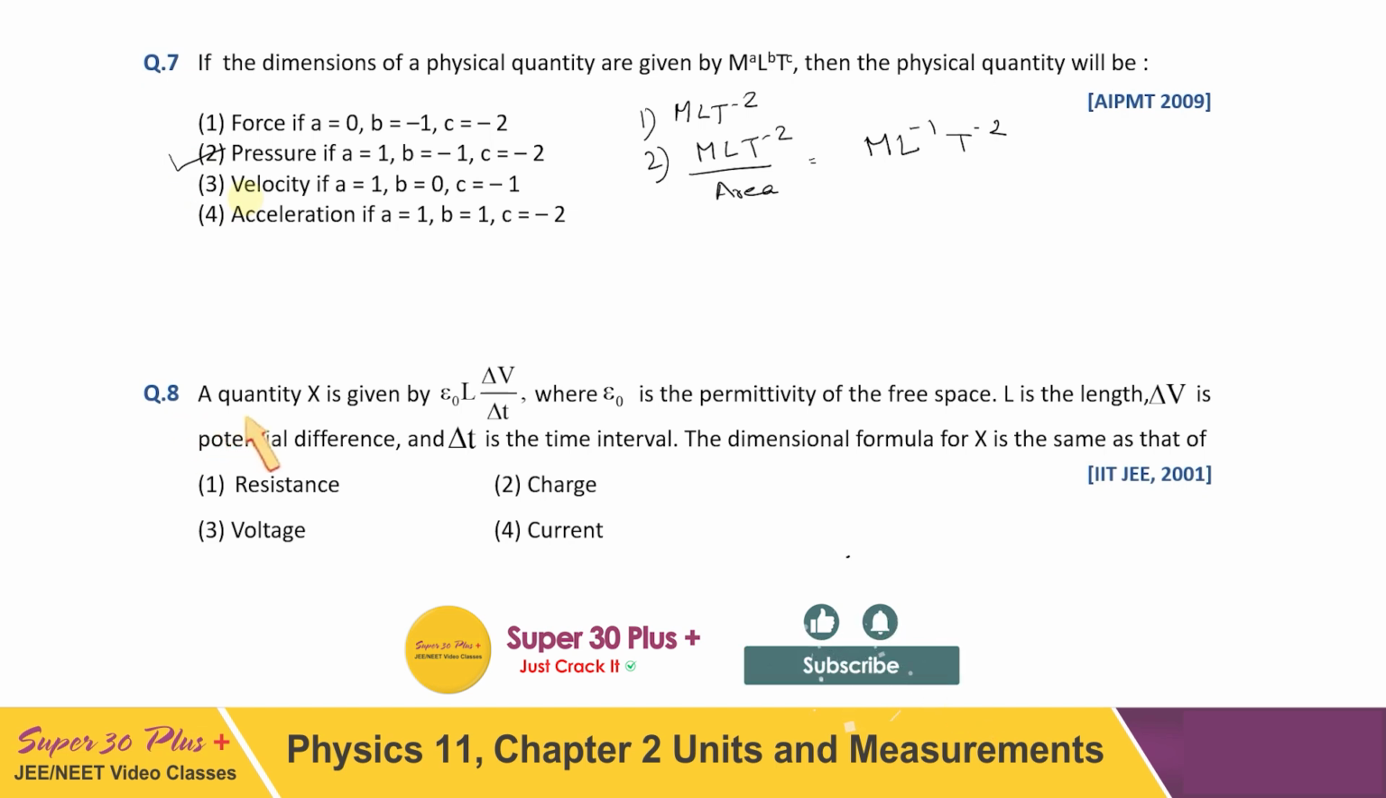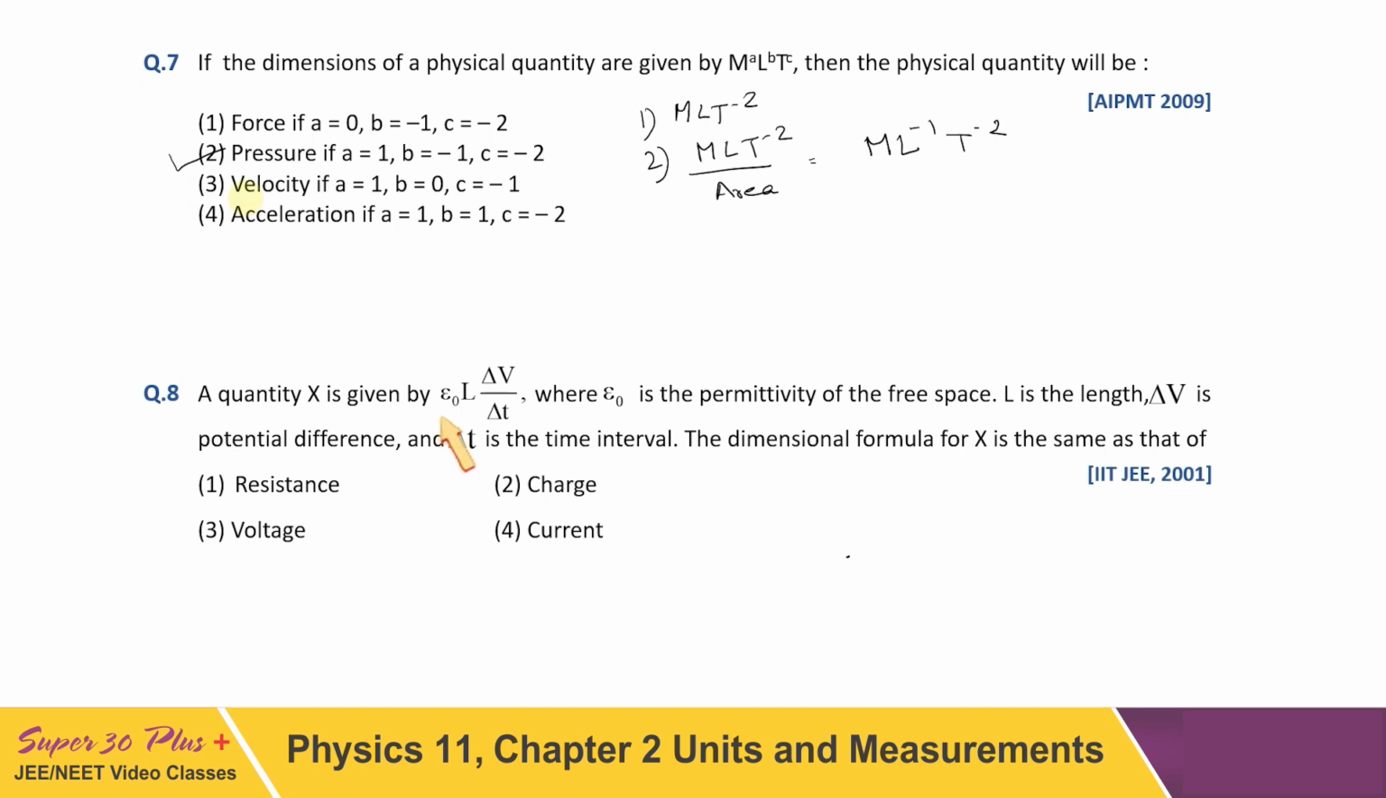A quantity x is given by epsilon naught L delta V upon delta T, where epsilon naught is the permittivity of free space, L is length, delta V is potential difference and delta T is time interval. The dimensional formula for x is the same as that of. Now we have to check the dimensional formula of x. That is equal to the dimensions of epsilon naught L delta V upon delta T.